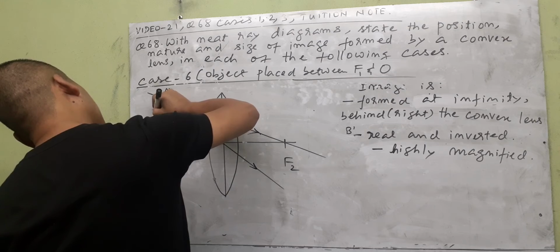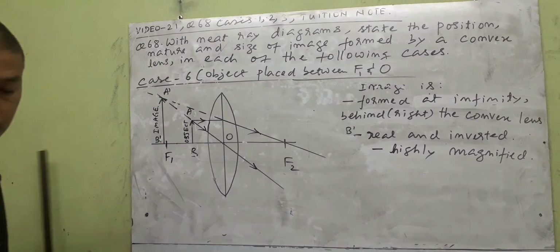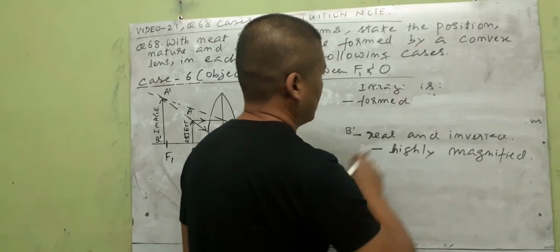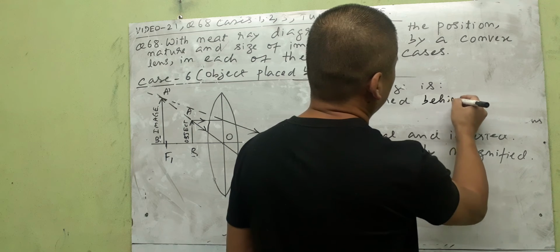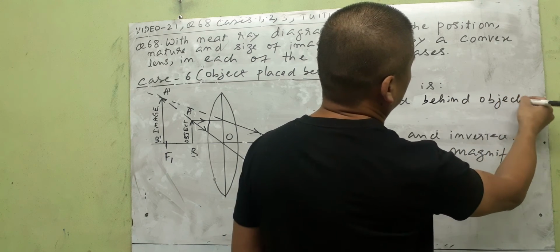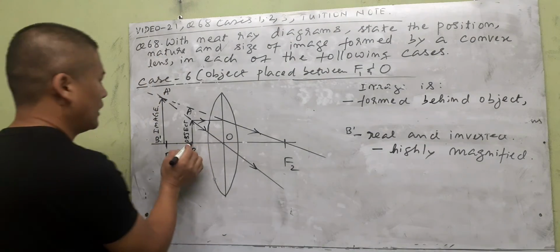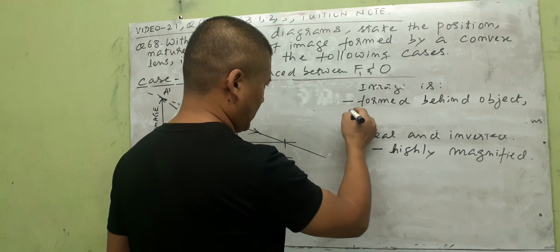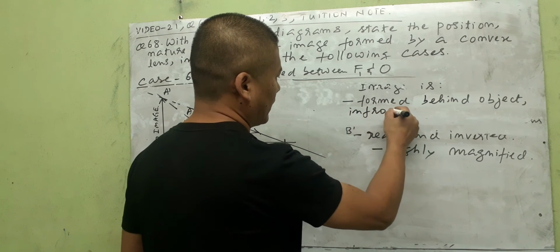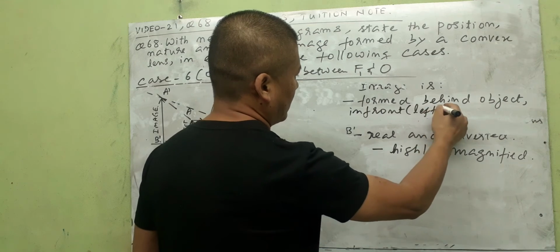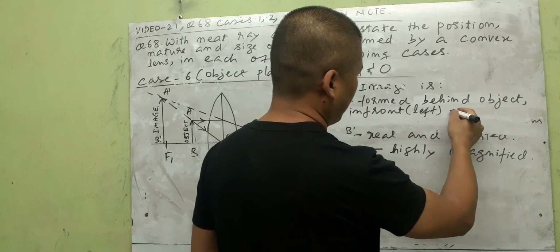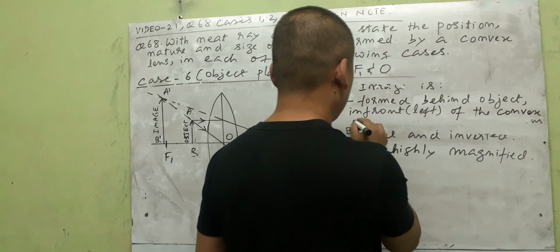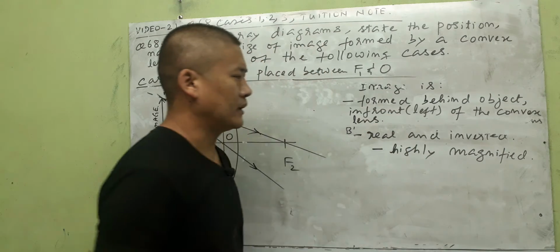This is a very different image from the first 5 cases. So this time we will write here, image is formed behind the object, just like a boy standing in front of another boy. See, this is the boy in the assembly and another boy behind him. So formed behind the object, but in front or left of the convex lens. For the first time, we're seeing an image is formed on the left side or in front of the lens.